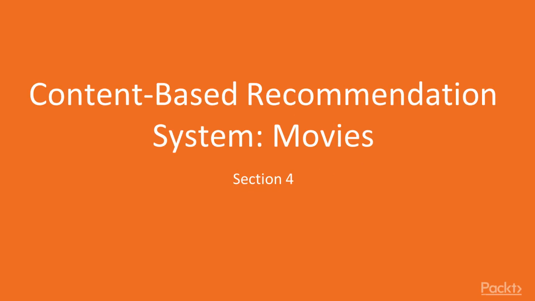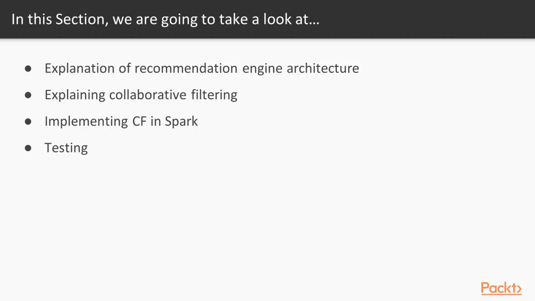Welcome to the fourth section of our course. In this section, we'll be looking at the topic of content-based recommendation systems, and we will try to build a recommendation system for movies. We will start from an explanation of recommendation engine architecture, and we will be explaining collaborative filtering algorithm implementation. This is the most common algorithm for building recommendation engines that are based on the similarity between users and their rates of the items.